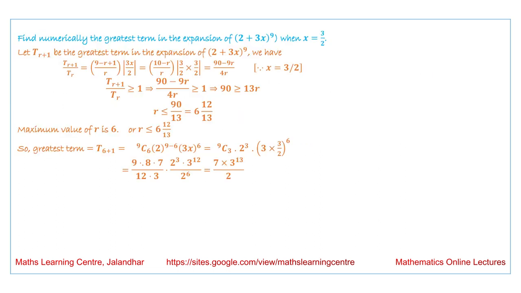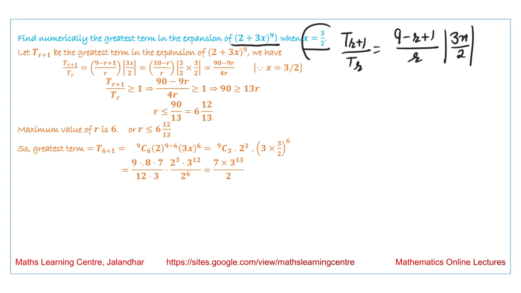So first is to find the numerically greatest term of the given expansion, where x is equal to 3 by 2. If we calculate the value of t_(r+1) over t_r, we will have (9 minus r plus 1) by r times mod of 3x by 2. Now the value of x is given to be 3 by 2. So if we substitute this value over here, the answer we obtain is (10 minus r) by r into this value, which is 9 by 4.